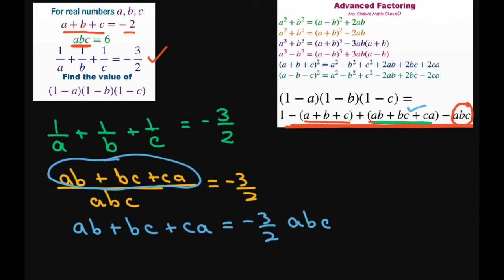But ABC is 6, so I'll substitute in 6 for ABC. And then what we're going to get is 2 goes into 6 3 times, so this is going to equal -9. Now we have everything we need to use our formula.